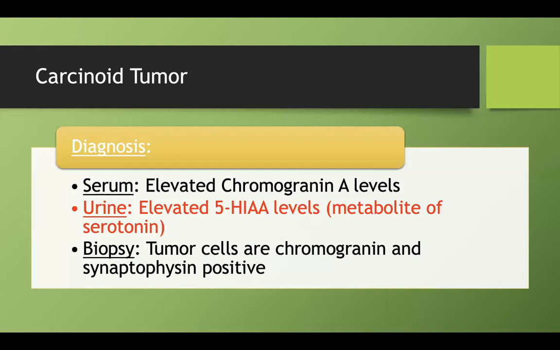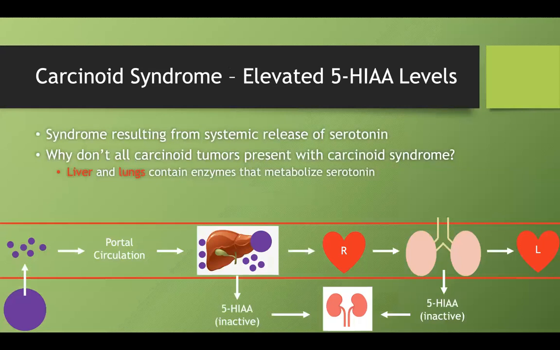Keep in mind that elevated 5-HIAA level, they really love to test that in the urine. And this is from our small intestine lecture. The reason why that's so high is that once serotonin is metabolized in either your liver or your lungs, it'll be metabolized into this 5-HIAA compound, which ultimately gets excreted, so you can measure that in the urine.